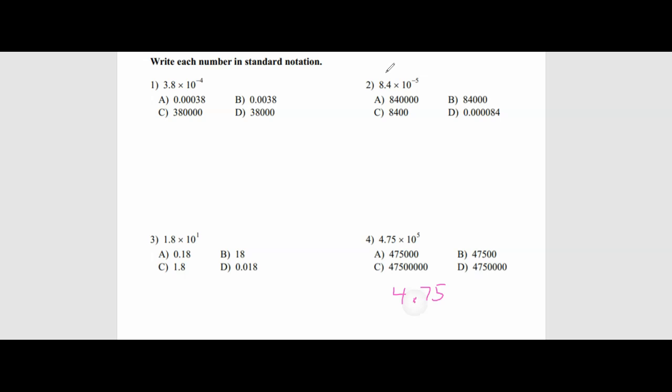4.75 times 10 to the power of 5. Well, first off, we want to think about if I multiply 4.75 by 10 to the power of 5, should I get a number bigger than 4.75 or a number smaller than 4.75? Well, the answer is it's bigger. So we want to end up with a number that's larger than just 4.75.